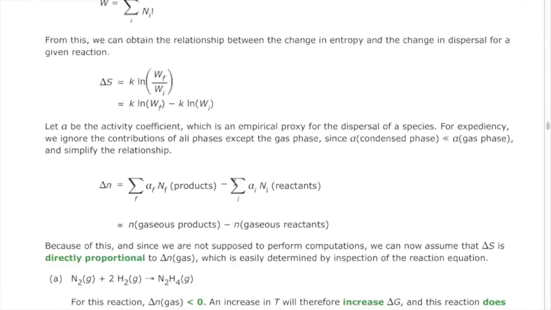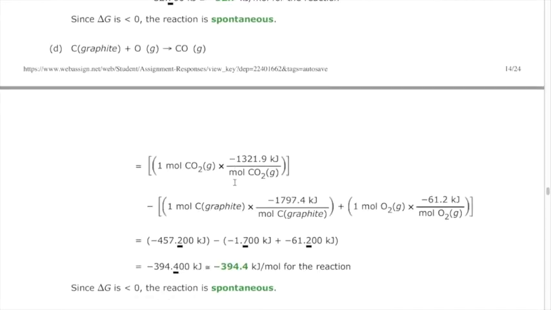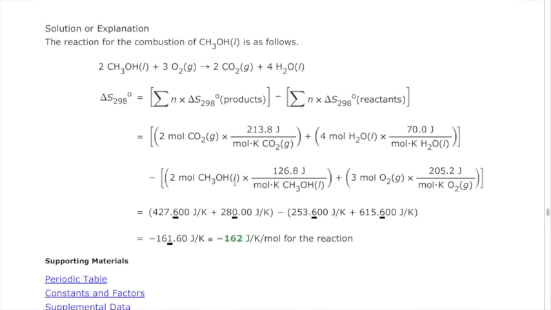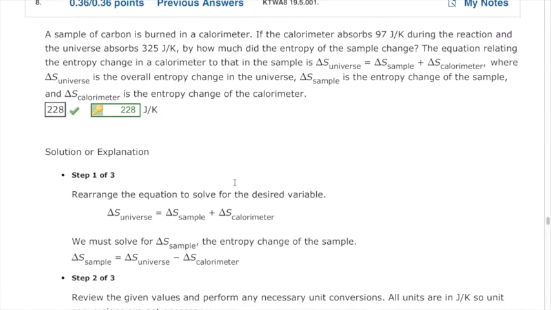All right, one more problem, number 8. So here we have some thermodynamic stuff. We have a sample of carbon burned in a calorimeter. If that calorimeter absorbs 97 joules per Kelvin during the reaction, and the universe absorbs 325 joules per Kelvin, how much did the entropy of the sample change?